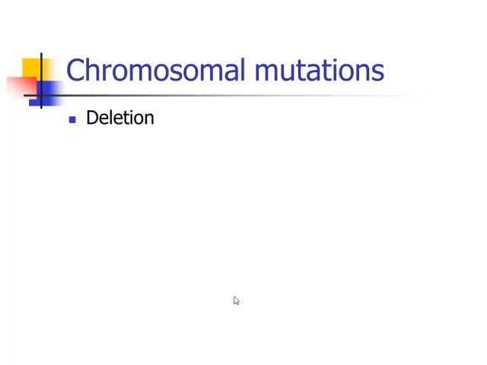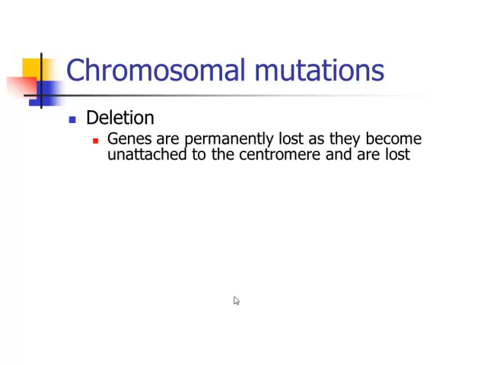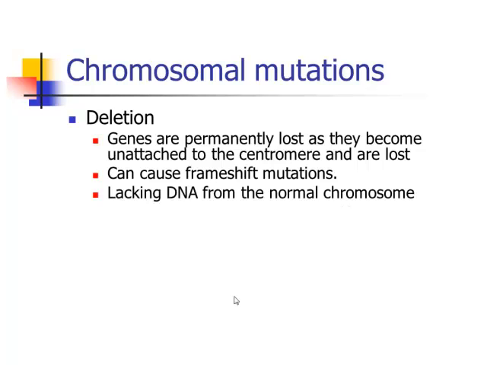The first one is a deletion. Just like a frame shift mutation in DNA, in a chromosomal mutation deletion, we have a whole section or whole genes that are taken out of our DNA. These are permanently lost because now they're not attached to where they need to be. This is a massive frame shift mutation, and we're going to lack our DNA from the normal chromosome.